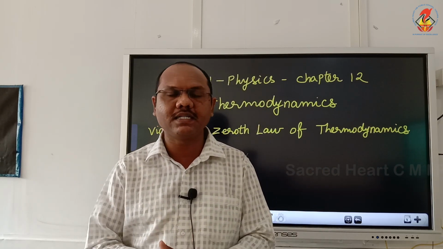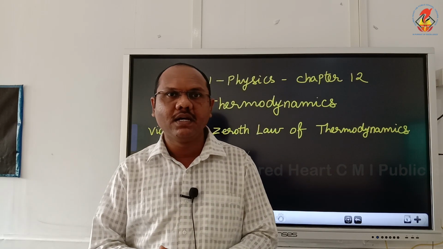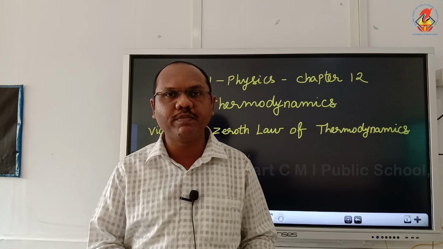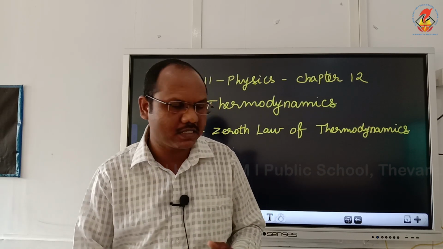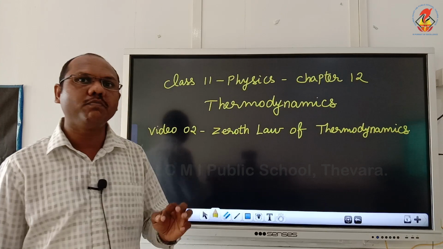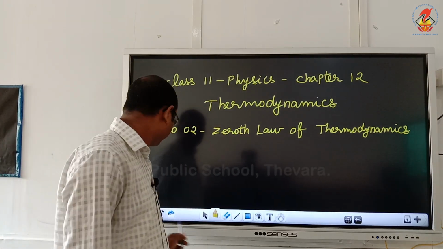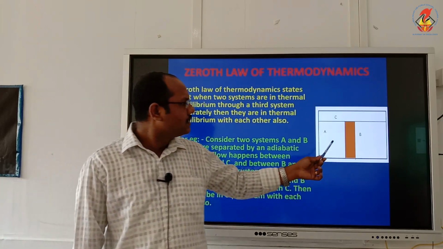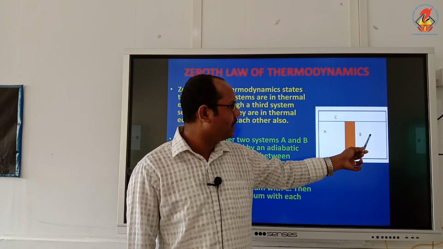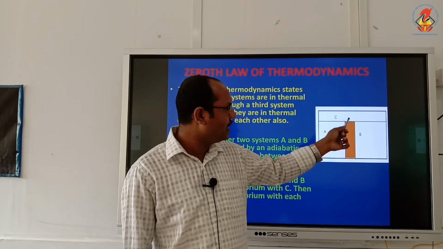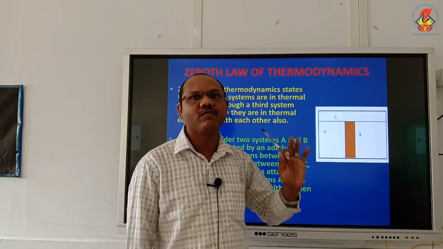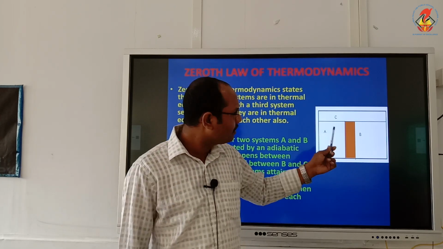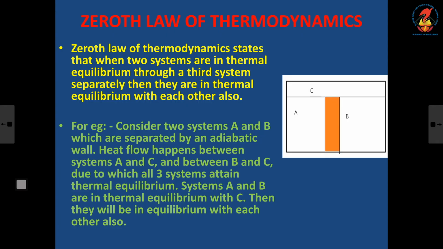So there is a transfer of energy between the system and the surroundings. The zeroth law is based on those two things. Here system A and system B are separated by an adiabatic wall, so there is no exchange of heat between A and B.